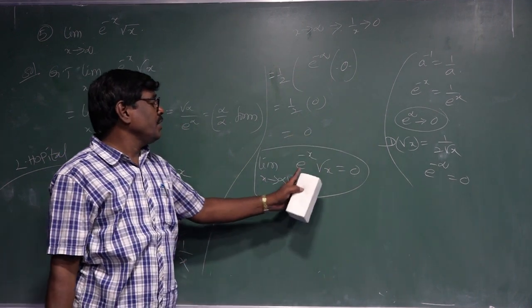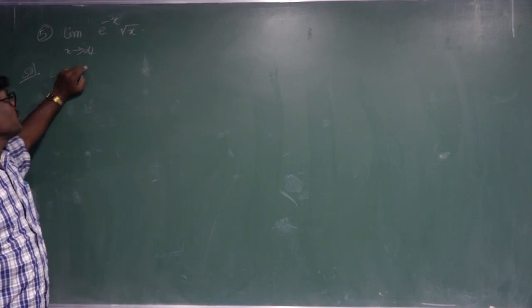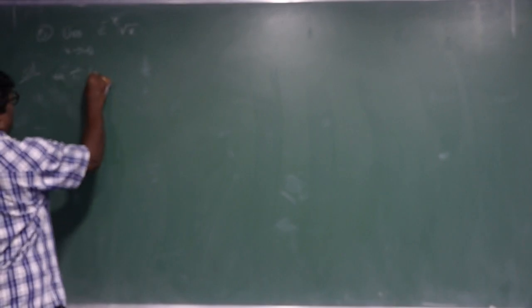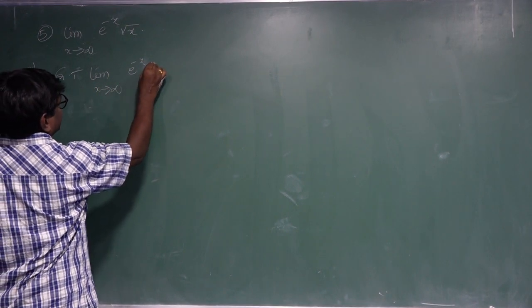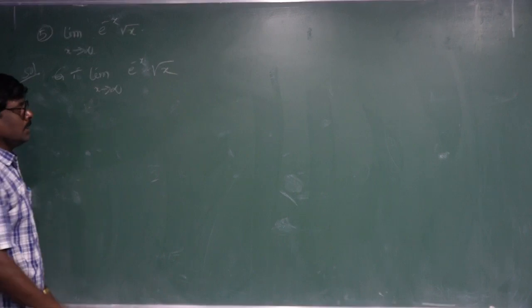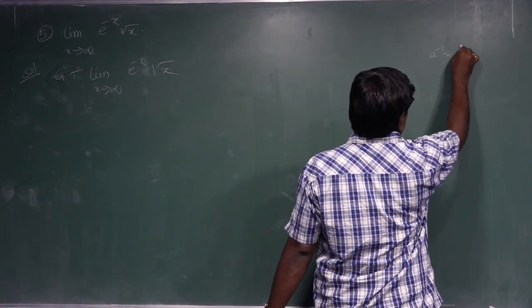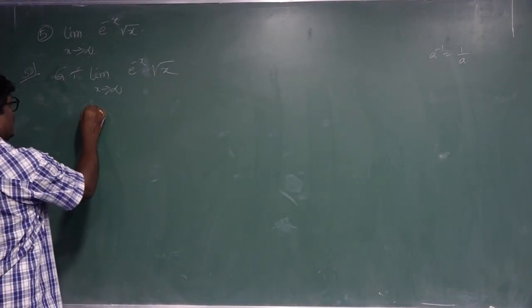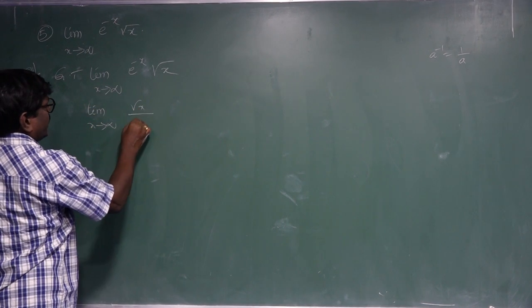Limit x tends to infinity e power minus x root x equal to? Fifth problem: limit x tends to infinity e power of minus x root x. The solution is given that limit x tends to infinity e power of minus x into root x. a power of minus 1 equals 1 by a. So this is limit x tends to infinity root x by e power of x.